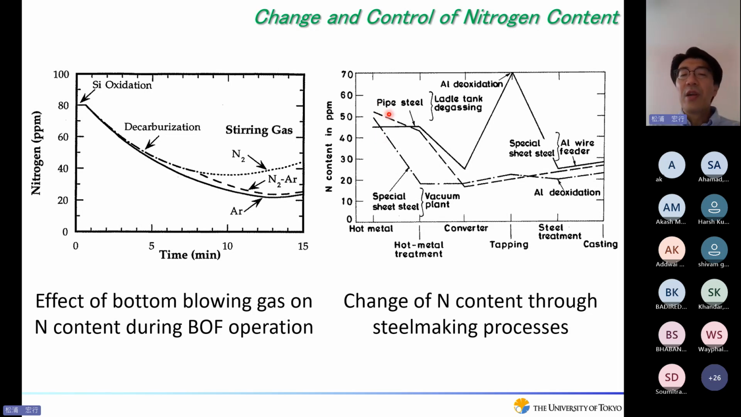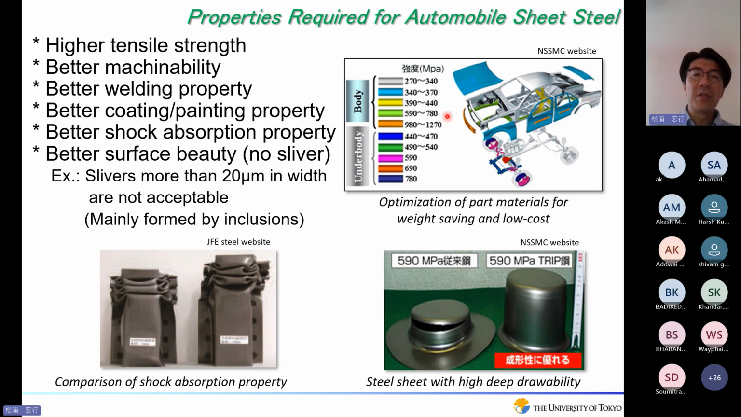Then during the converter blowing process, the nitrogen is also removed somehow. But after the tapping, the nitrogen is again absorbed from the surrounding air, and the nitrogen content increases like this. So if you do not remove this dissolved nitrogen until the end of the casting process, nitrides would precipitate due to the temperature lowering and the oversaturation of many nitride compounds. I will skip this part, as I already discussed this one.